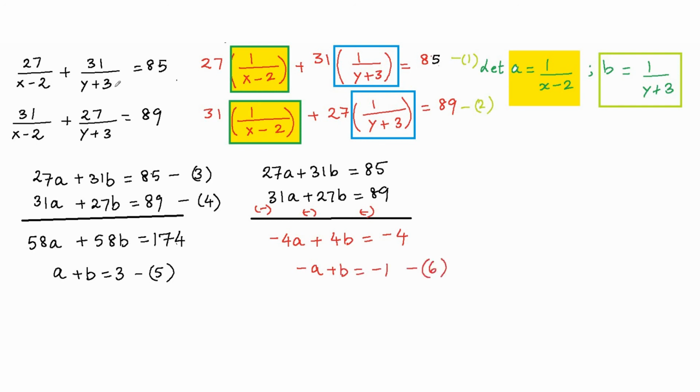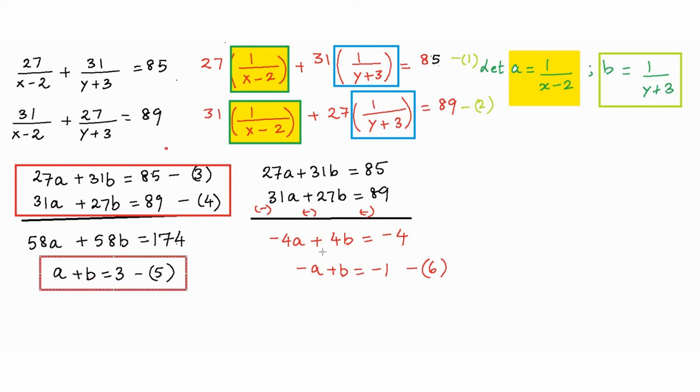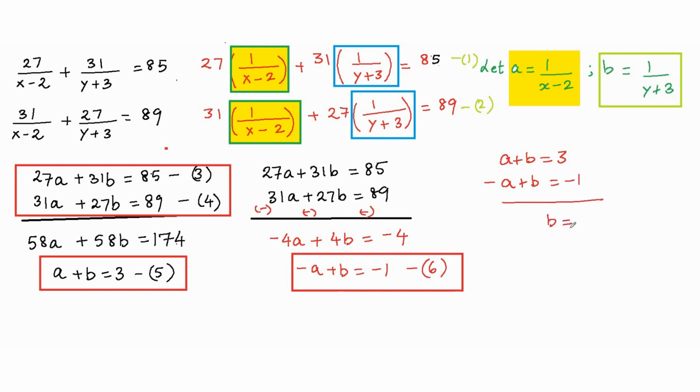That's equation 6. If I had found the LCM of 27 and 31 to solve equations 3 and 4, it would have been a really tedious job. But because of this nice technique, I was able to get two simple equations in A and B, and solving these is really easy. A plus B is equal to 3 and minus A plus B is equal to minus 1. If I simplify, I get B is equal to 1 and A is equal to 2.